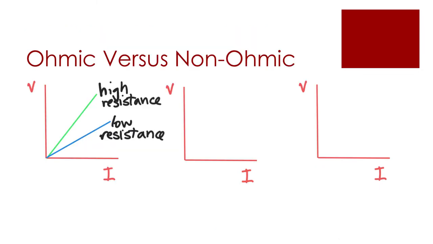So that brings us to our next part, the fact that not everything obeys Ohm's law. In fact, if a resistor does obey Ohm's law, we call it ohmic. If I had the voltage versus current graph and it looked like this green line here, it would have a higher resistance compared to this blue line, which would have a lower resistance. Notice at the same voltage, the higher resistance creates a much lower current than the lower resistance.